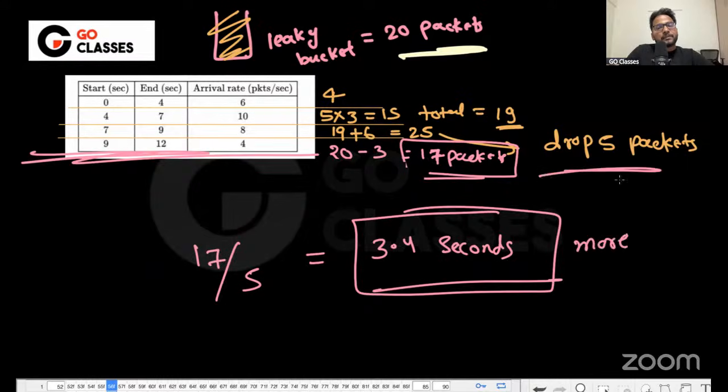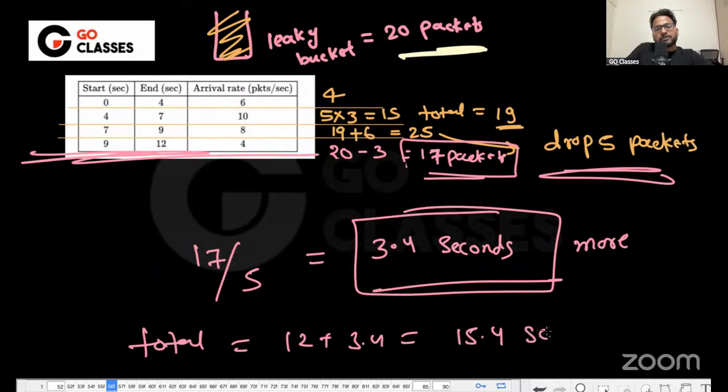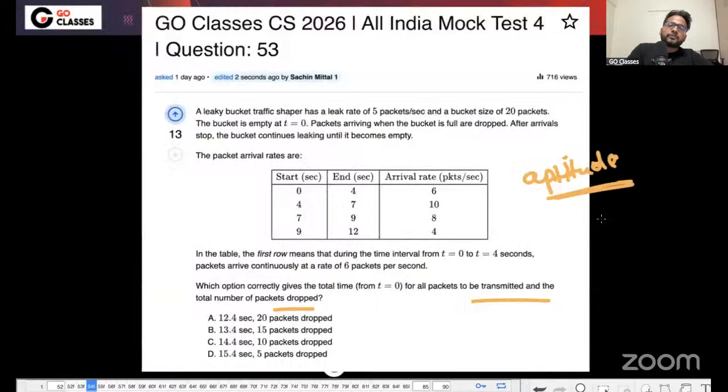So 5 packets I have dropped, and after the first 12 seconds I will be taking 3.4 seconds more, which means in total 12 plus 3.4, 15.4 seconds I will be taking, and I will drop 5 packets. So that's why D is the correct answer. Is this question understood to everyone? Let me know.